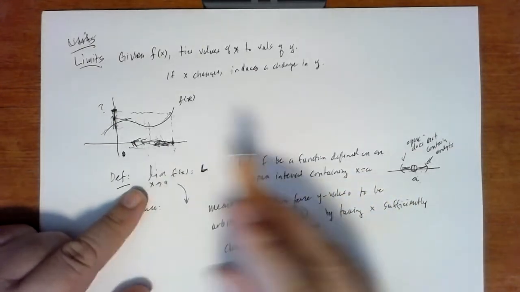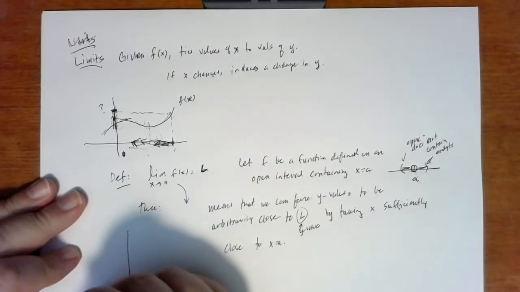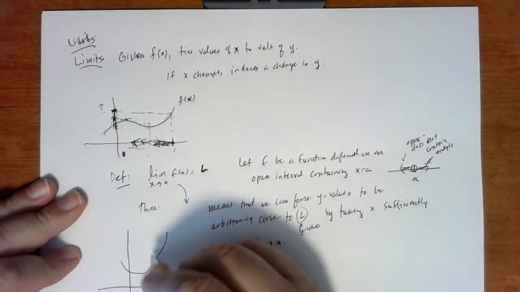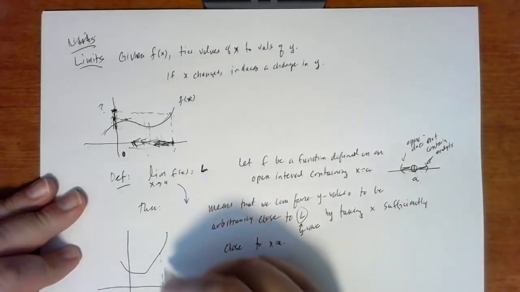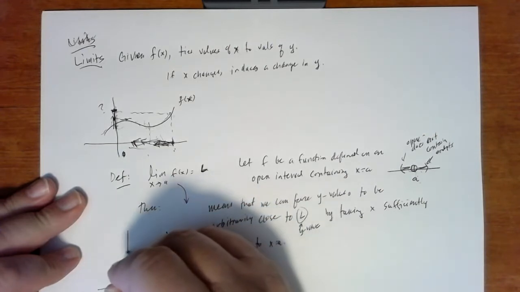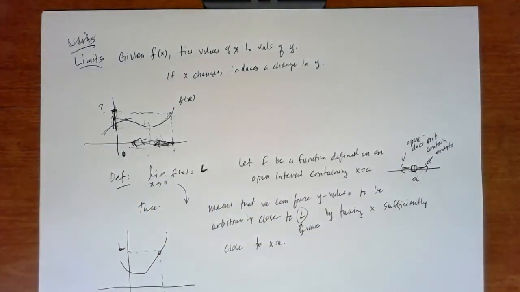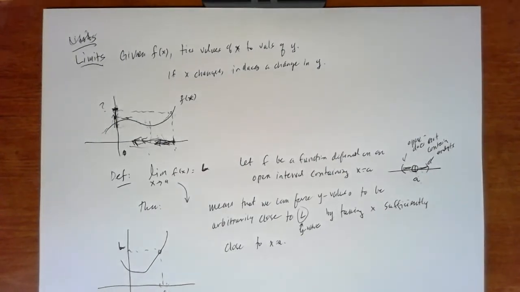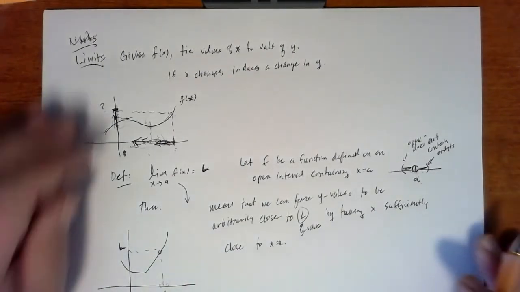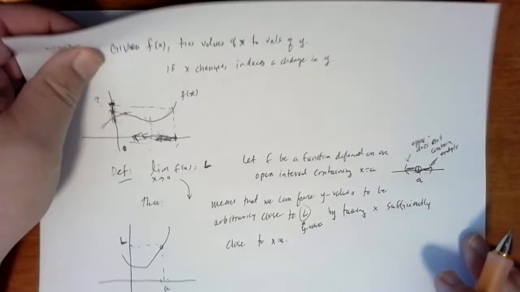So the point A, where am I? Oh, I don't have my graph. Here's my point. Here's my A. Here's my L. Okay. So what we're saying is that my y values can be forced to be close to L by taking x sufficiently close to A. Good. Oops. I see that you can't really see the bottom of that page.